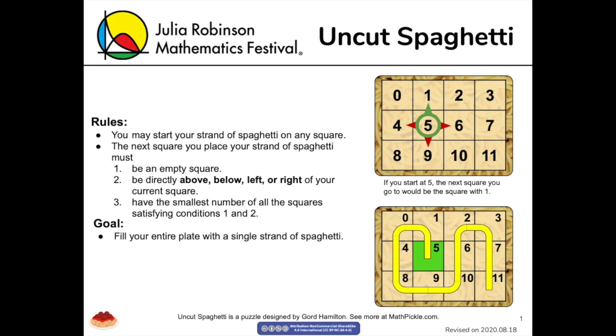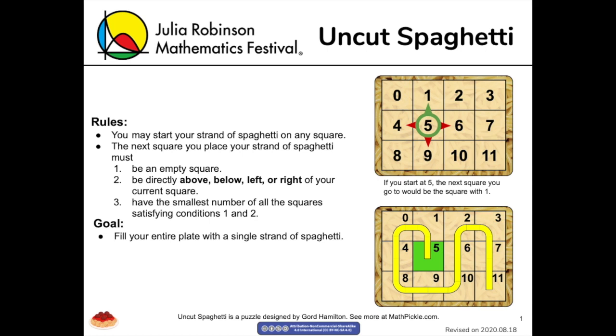The next square you place your strand of spaghetti into must be an empty square, and it must be directly above, below, left, or right of your current square. In other words, you may not move diagonally. And it must have the smallest number of all the squares satisfying conditions 1 and 2.